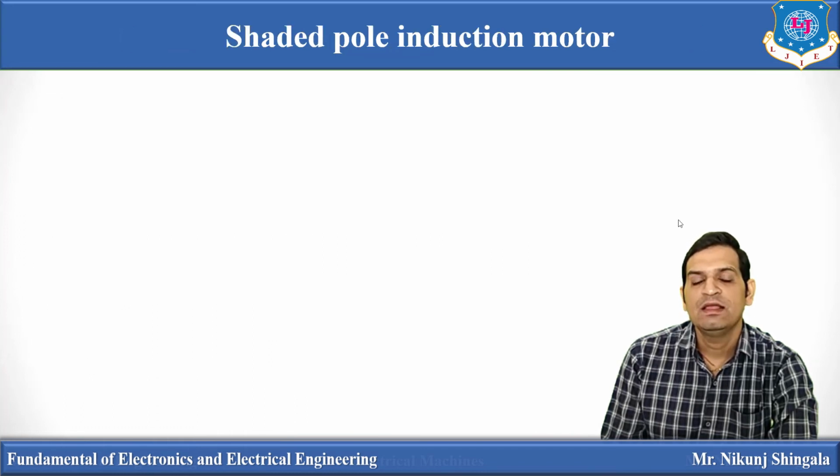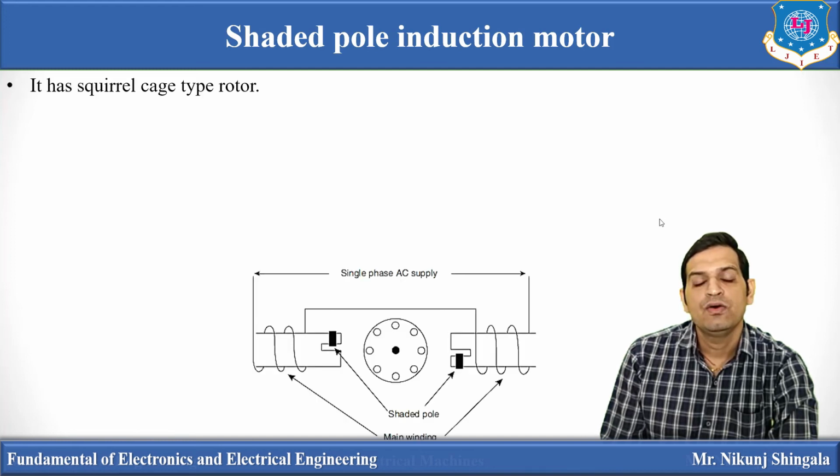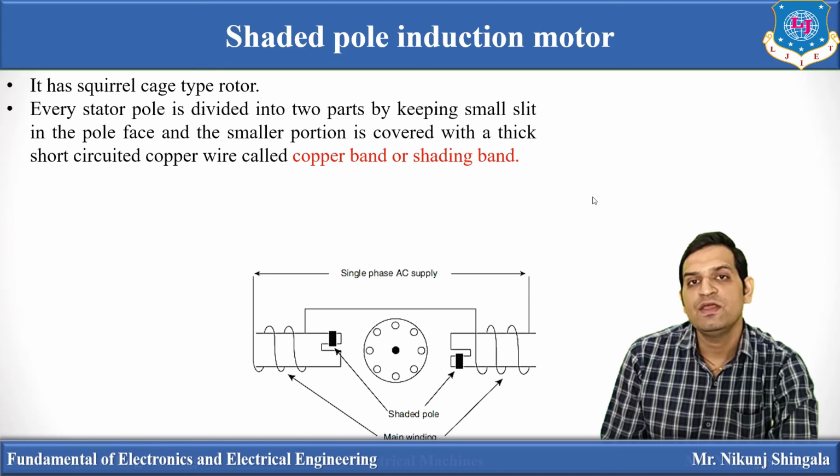Now moving towards the last, that is the shaded pole induction motor. The shaded pole induction motor has a squirrel cage type of rotor, but the stator is different. Here the stator pole is divided into two parts by keeping a small slit.